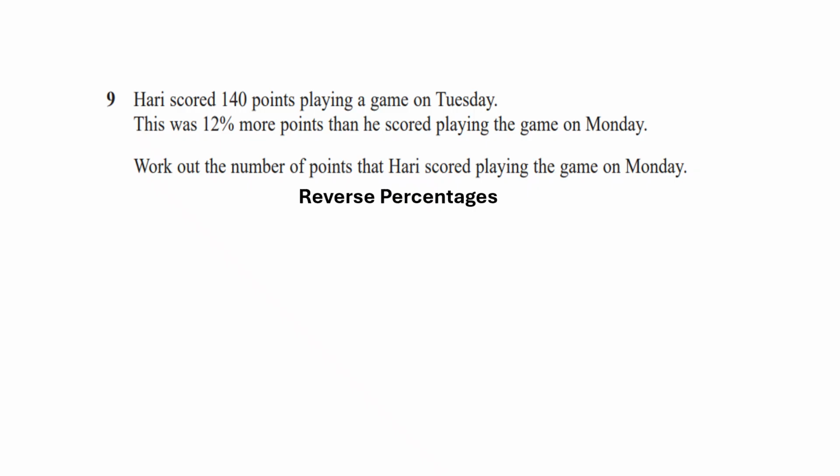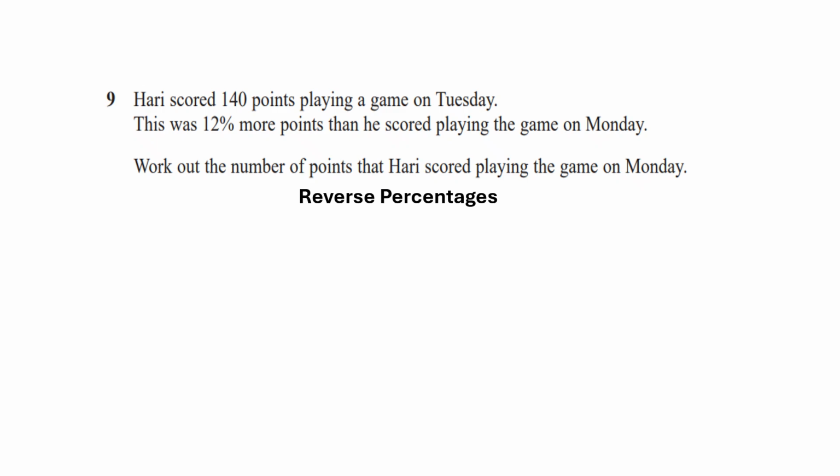The question says, someone scored 140 points playing a game on Tuesday. This 140 points was 12% more than what he scored on Monday. Work out the points that he scored on Monday. Now, what he scored on Monday is less than 140, right? Because 140 is 12% more.